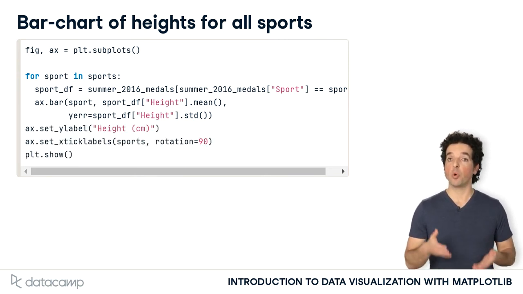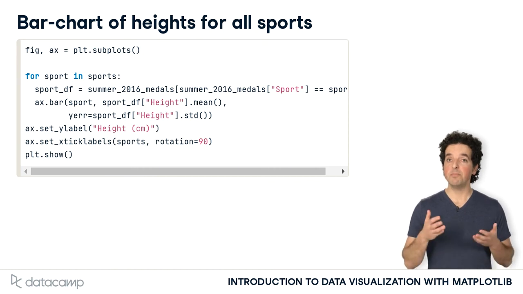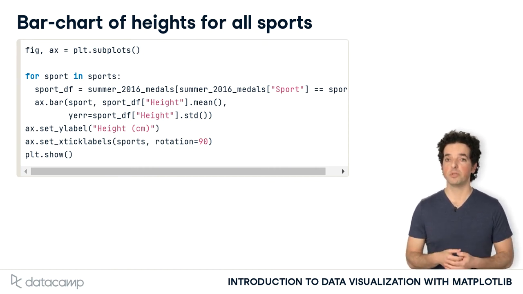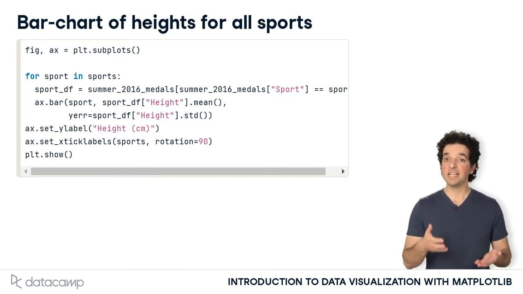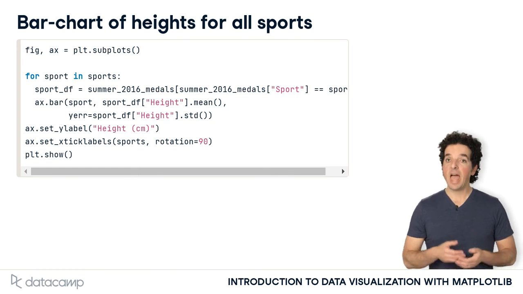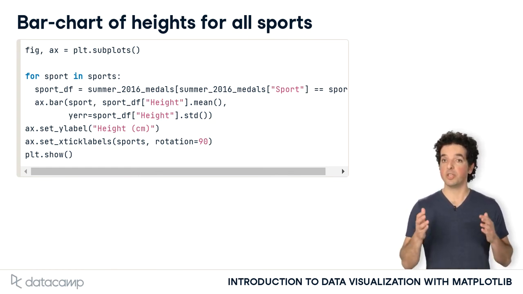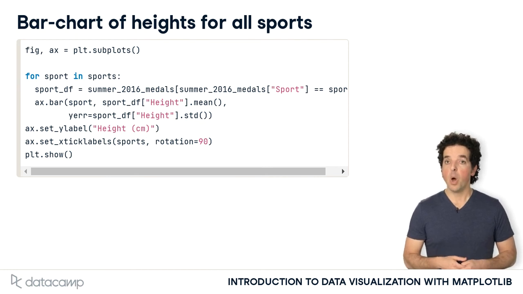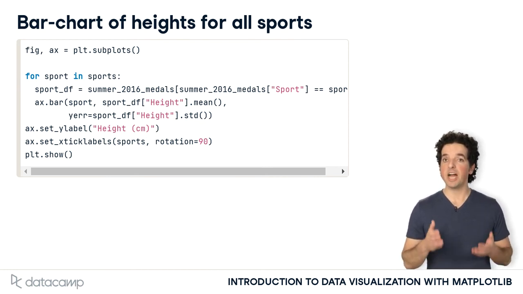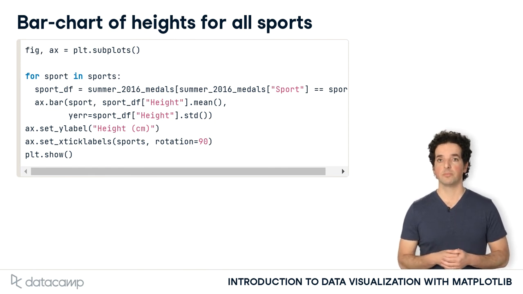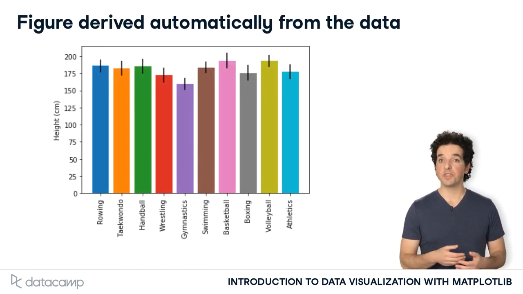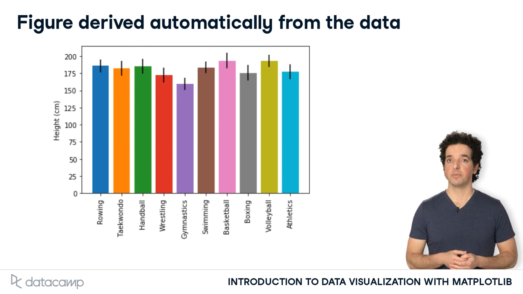We can then set the Y label to indicate the meaning of the height of each bar, and we can set the X-axis tick labels to be equal to the names of the sports. As we did with the country names in the stacked bar chart that you saw in a previous lesson, we rotate these labels 90 degrees so that they don't run over each other. This is what this figure would look like.